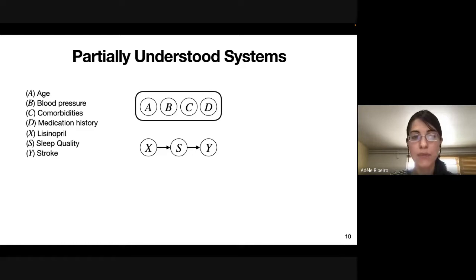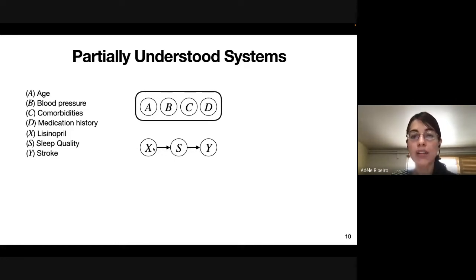This is an example. Suppose that I have all these variables, A, B, C, D, which are covariates for modeling the effect of this drug, lisinopril. It's a drug that's usually used for treatment of stroke. So Y is an outcome of having a stroke. And we have, in this case, a mediator. We call this variable a mediator because it's mediating the effect of X on Y. And S here is the sleep quality.